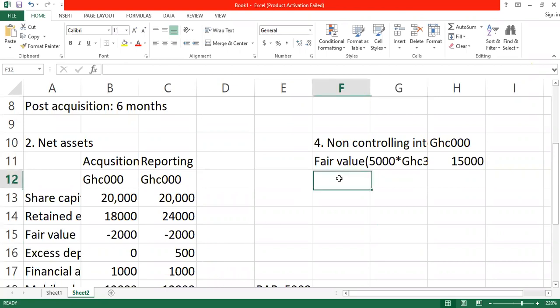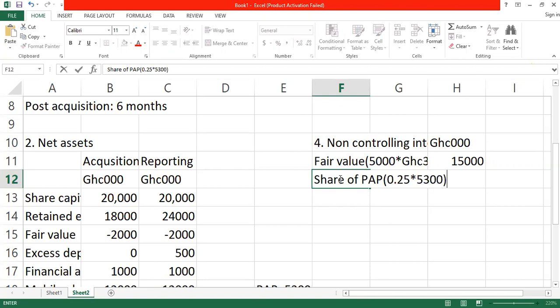Let's move on. So what will happen? What will increase their own is the share of the post-acquisition profit, isn't it? Share of post-acquisition profits. The post-acquisition profit is how much? So we have 0.25 times what? 5,300. Am I correct? Yes. Okay. So what will be their share? 1,325.